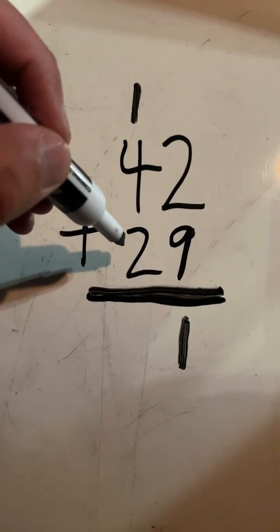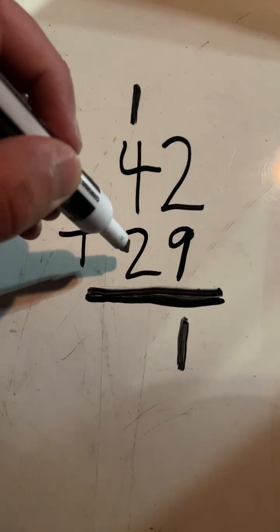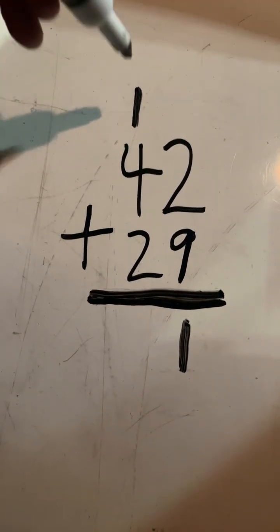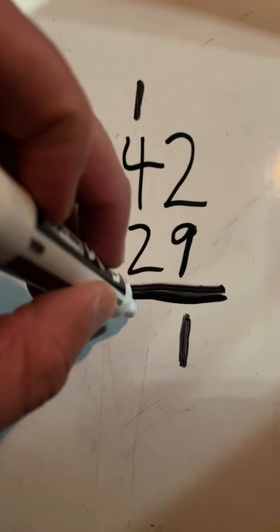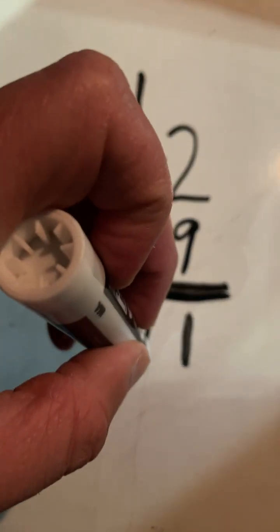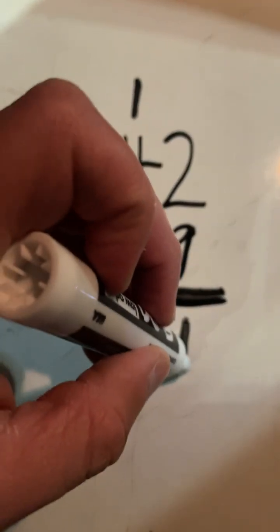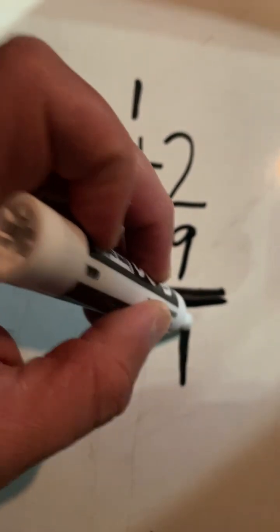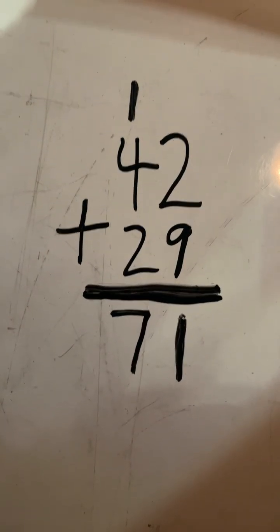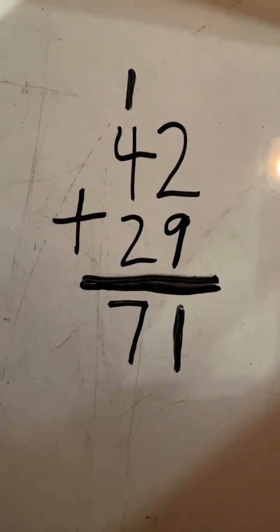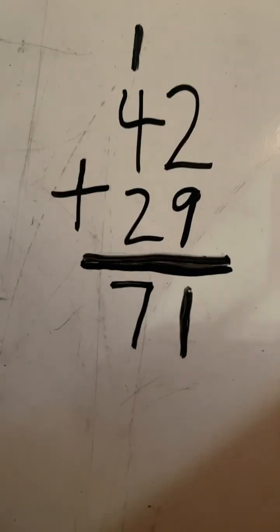4 plus 2 equals 6. Then we have to add the 1 that we carried over. 6 plus 1 equals 7. And we have our final answer. 42 plus 29 equals 71. All right, next example.